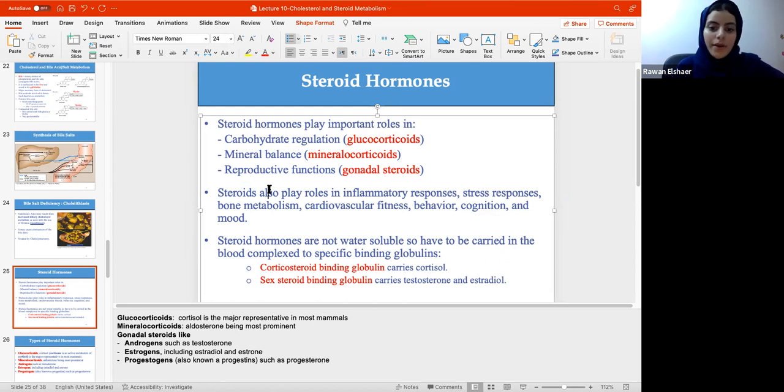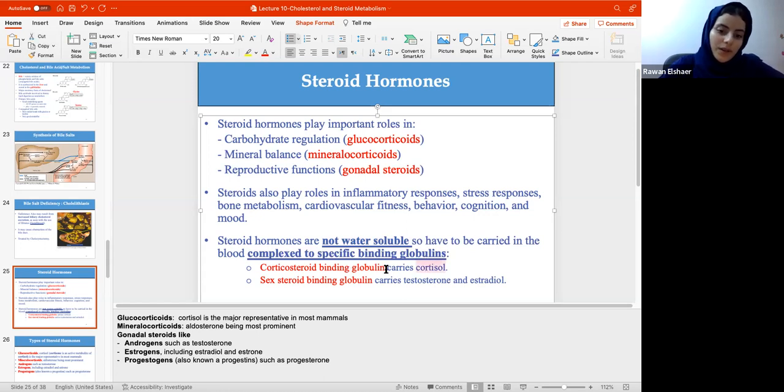And you need to know that since they're made from cholesterol, they're not water soluble. And as I said, if anything is not water soluble, it needs to be either bound to something or packaged. So in the case of steroids, they're always complexed to specific binding globulins. For cortisol, for example, it has the corticosteroid binding globulin. For testosterone and estradiol, it has the sex steroid binding globulin.